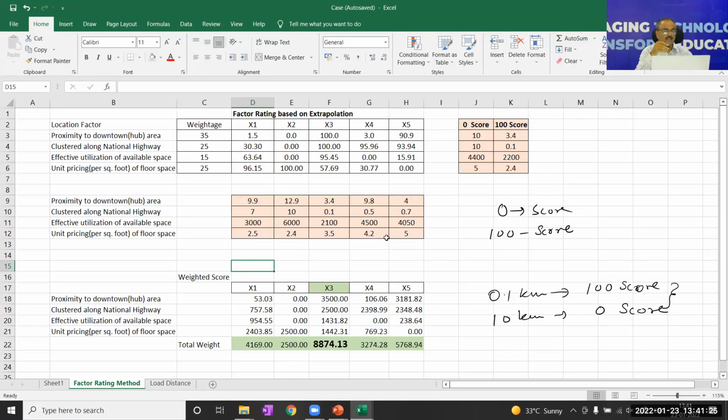But since here the factors are in some quantitative measure, for example, 7 kilometer, how will you give the rating for 7 kilometer? Similarly, for X2, the distance is 10 kilometer. How will you give the rating for 10 kilometer? For that, you have to decide the scale based on the 0 and the 100 value, and then for the individual value, where it lies, you can extrapolate between these two values. Okay, so how can you extrapolate it? So let's say 0 is given a score of 100.